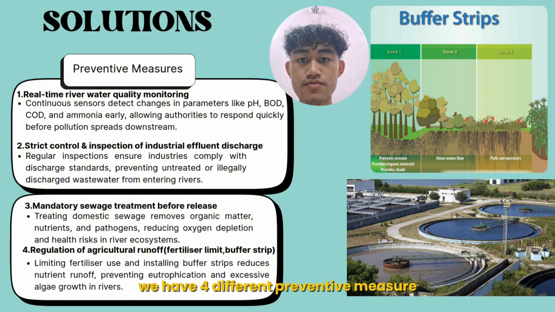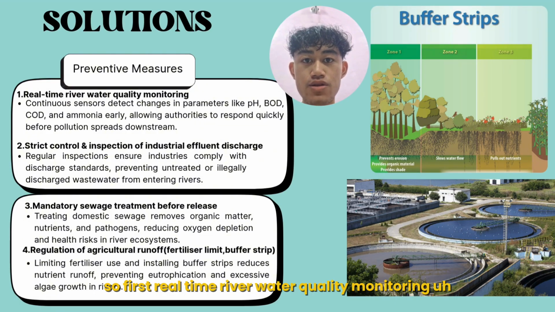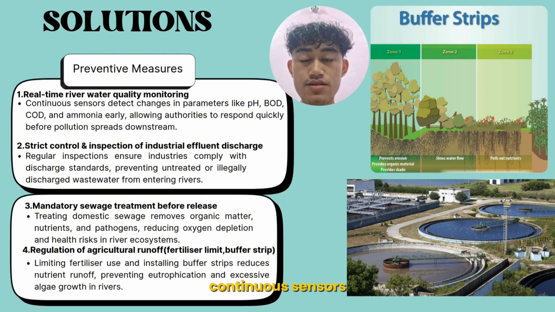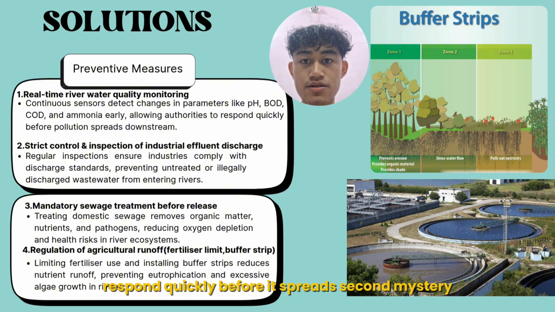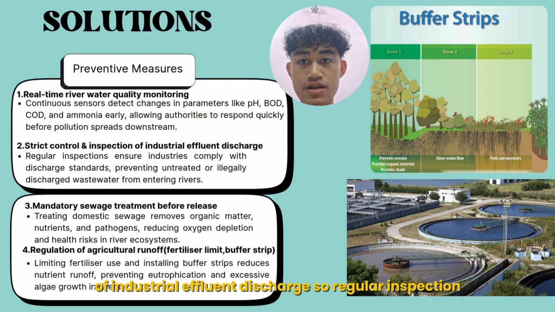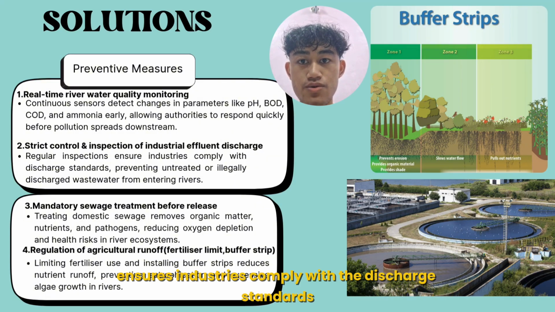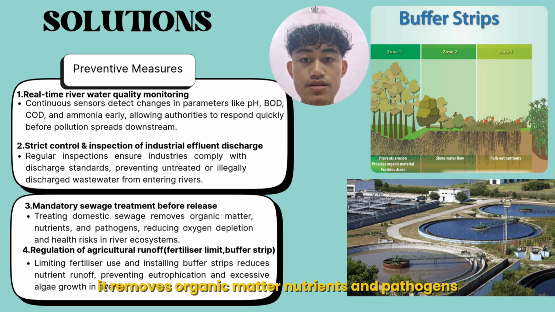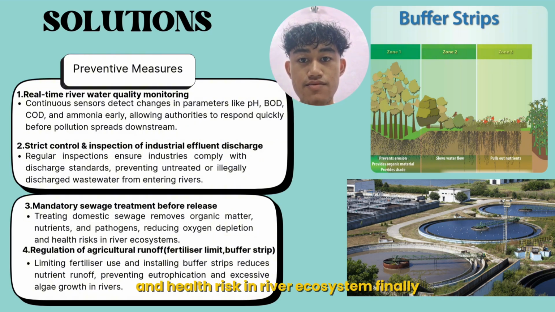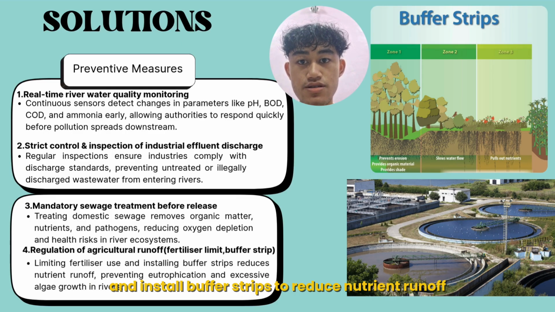Hello everyone, next we'll be doing solutions. We have 4 different preventive measures. So first, real-time river water quality monitoring. Continuous sensors detect changes in parameters like pH, BOD, COD, and ammonia early on, so the authorities can respond quickly before it spreads. Second, strict control and inspection of industrial effluent discharge. Regular inspection ensures industries comply with the discharge standards. Third, mandatory sewage treatment before release. It removes organic matter, nutrients, and pathogens, reducing oxygen depletion and health risk in river ecosystems. Finally, we have regulation of agricultural runoff. It limits fertilizer use and installs buffer strips to reduce nutrient runoff.